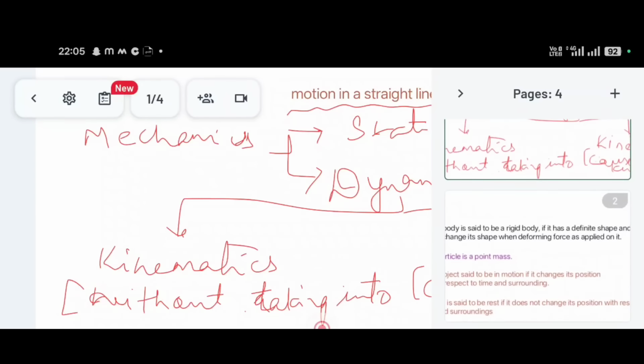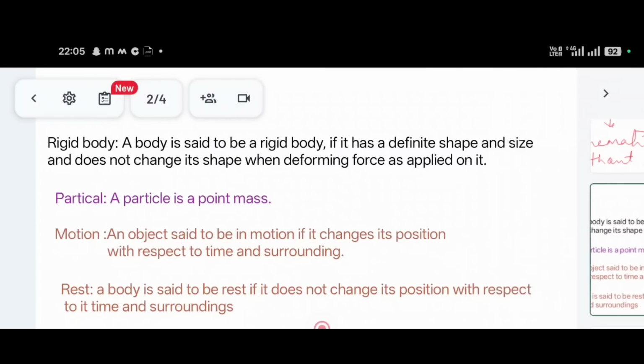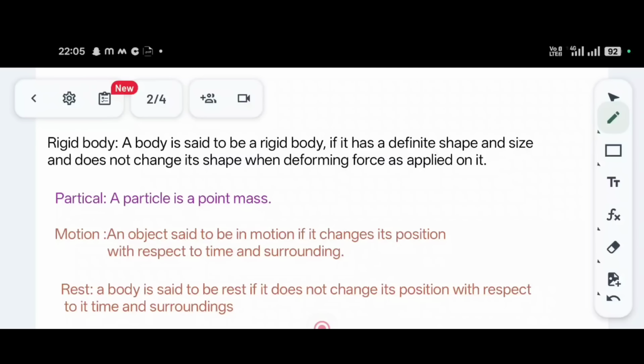So let us go to the next slide, wherein we see some of the definitions in this chapter. First one, let us see what is a rigid body. A rigid body is a body which has definite shape and size, and does not change its shape and size when deforming forces are applied on it. Such types of bodies are ideal, hence such bodies are known as the rigid body.